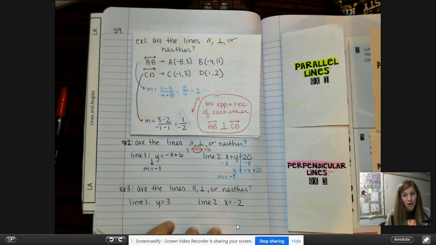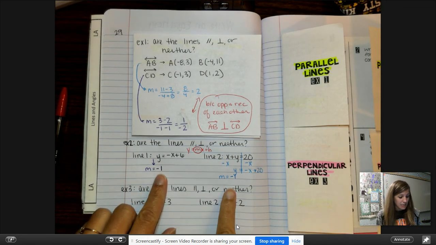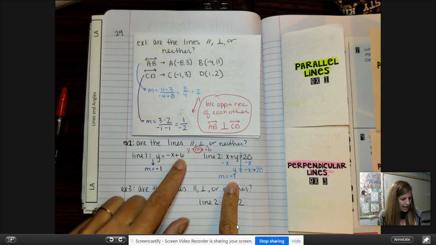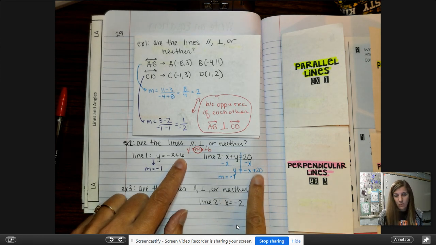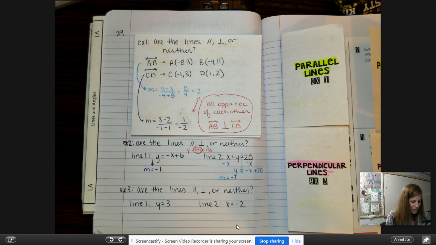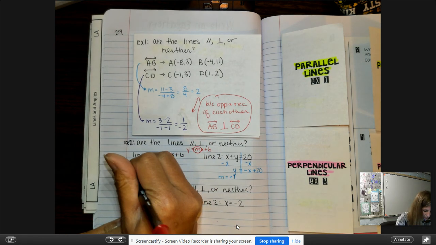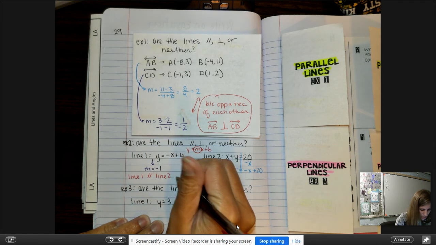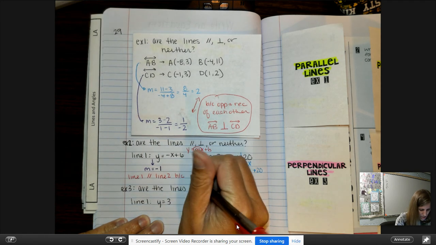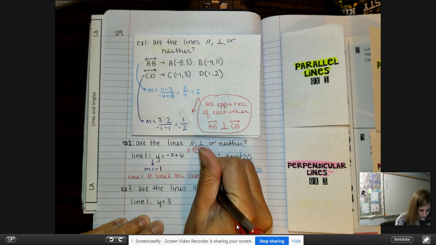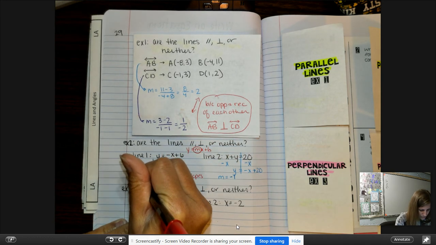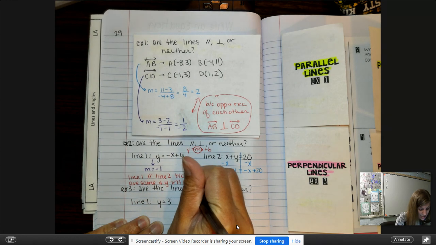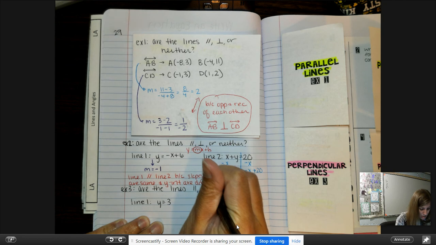And so since they're parallel, I have to do another check. It does seem like they are parallel because the slopes are the same, but I can't have the same y-intercept, and luckily I don't, because one is 6 and one is 20. So my answer here would be line 1 is parallel to line 2 because slopes are the same and y-intercepts are different. It's kind of important that it's both.